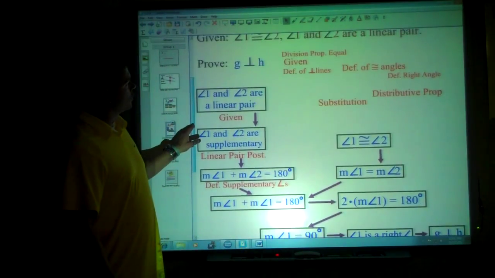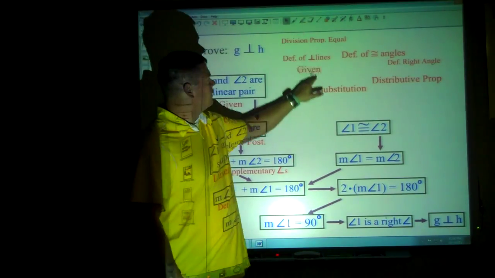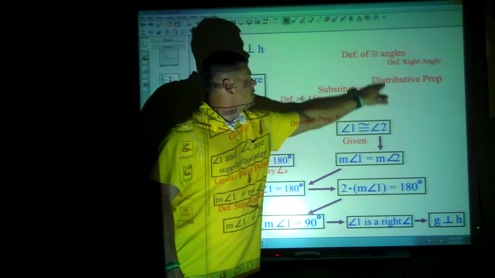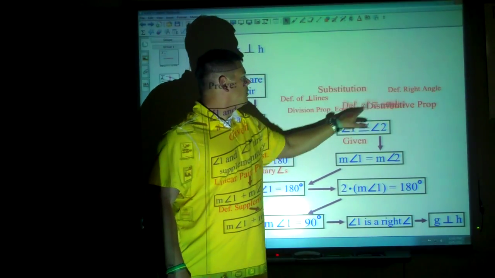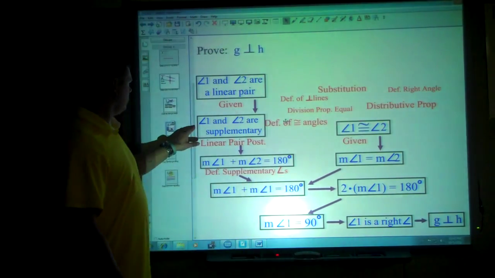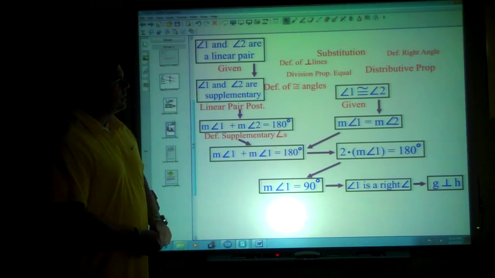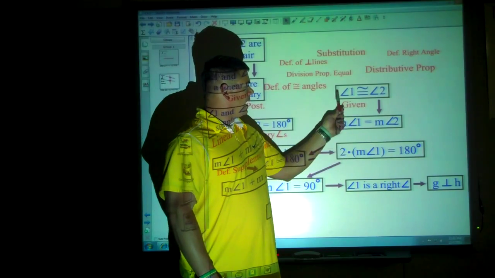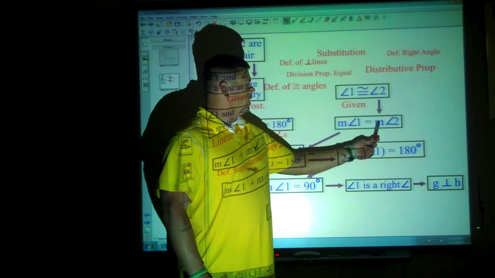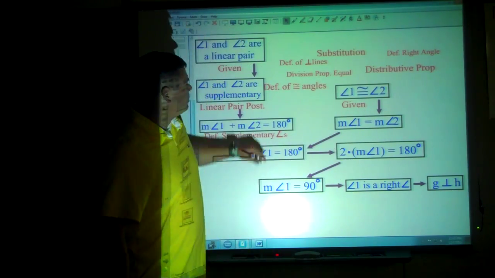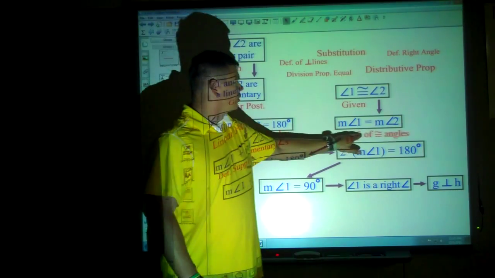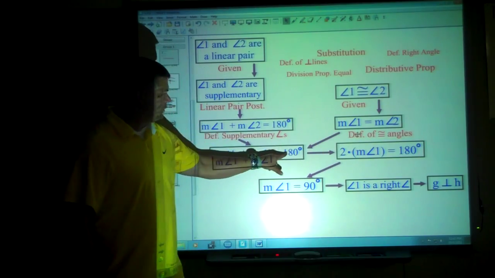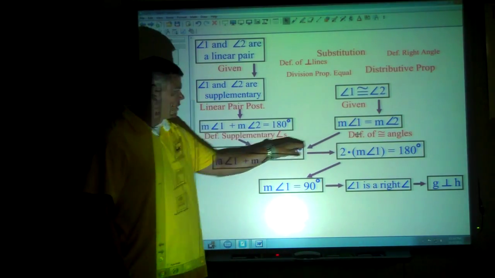Next, over here, I have angle 1 is congruent to angle 2. That is also given information. Move these down here so we can see them a little easier. All right, so I have some more given. Now I have gone from the congruent symbol to an equal sign. I now have added the measurement symbol in front of the two angles. That would be the definition of congruent angles. And you'll notice that that is now flowing into the same box.